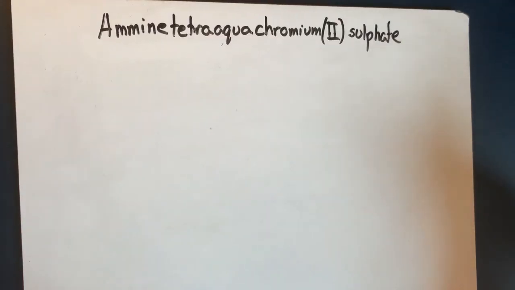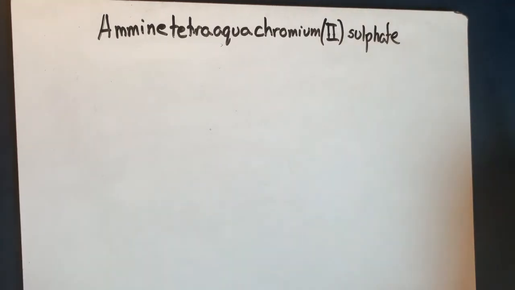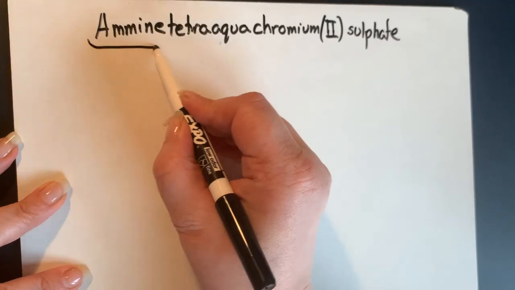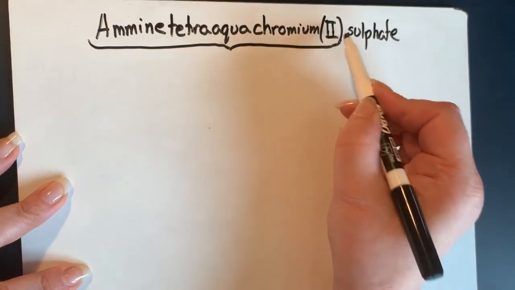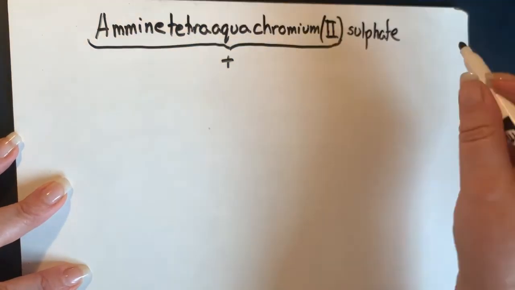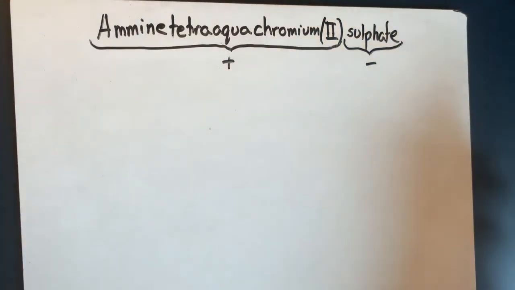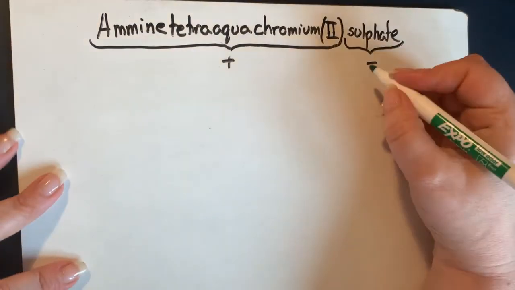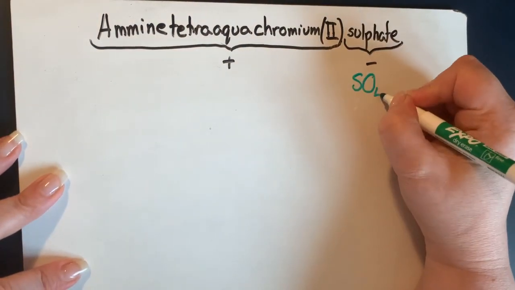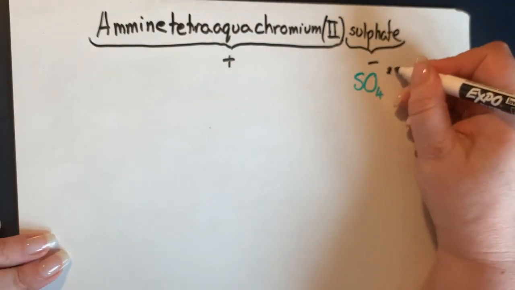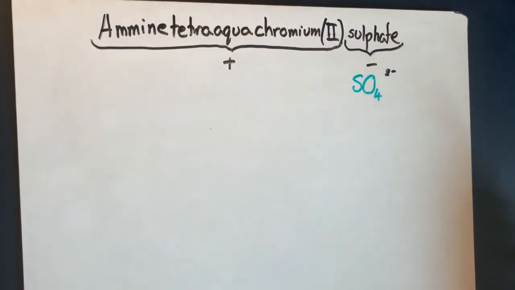Here we've got another example of writing a formula based on a name. So we've got a salt here, so our complex, which is the bit at the front, is going to be positive, and sulfate, as we know, is negative. The sulfate bit's pretty easy. We know that that's SO4, and the charge of 2 negative is going to be important.